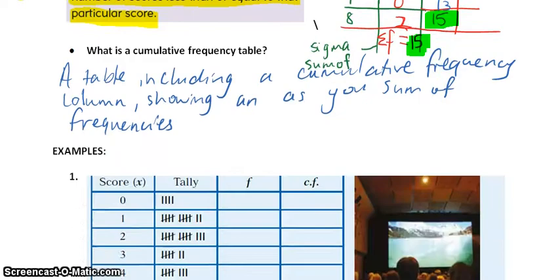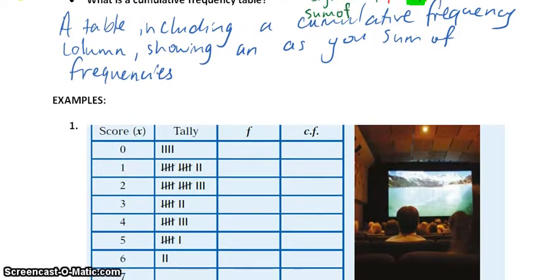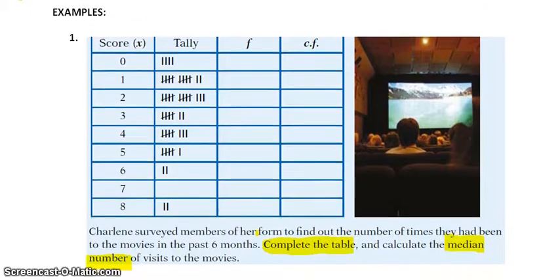So what is a cumulative frequency table then? What I just showed you. It's a table that's including a cumulative frequency column showing an as-you-go sum of frequencies. Okay, so let's have a look at this example together.